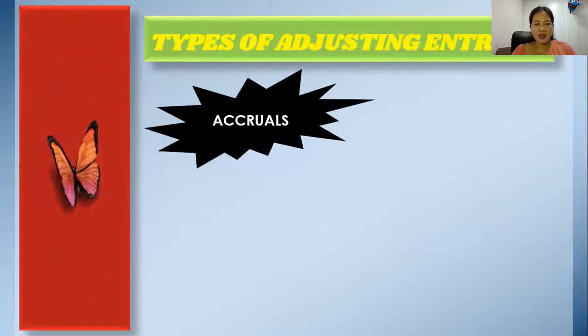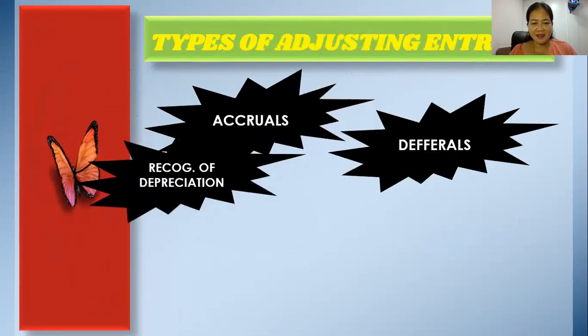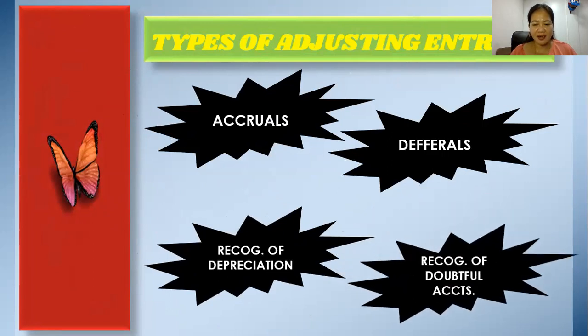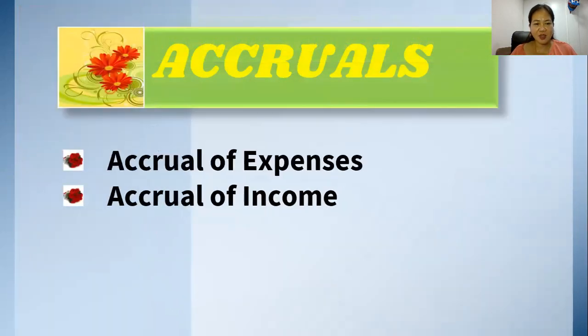We now proceed to the types of adjusting entries. We have accruals, deferrals, recognition of depreciation, and recognition of doubtful accounts. We will start with accruals. Accruals are of two types, accrual of expenses and accrual of income.